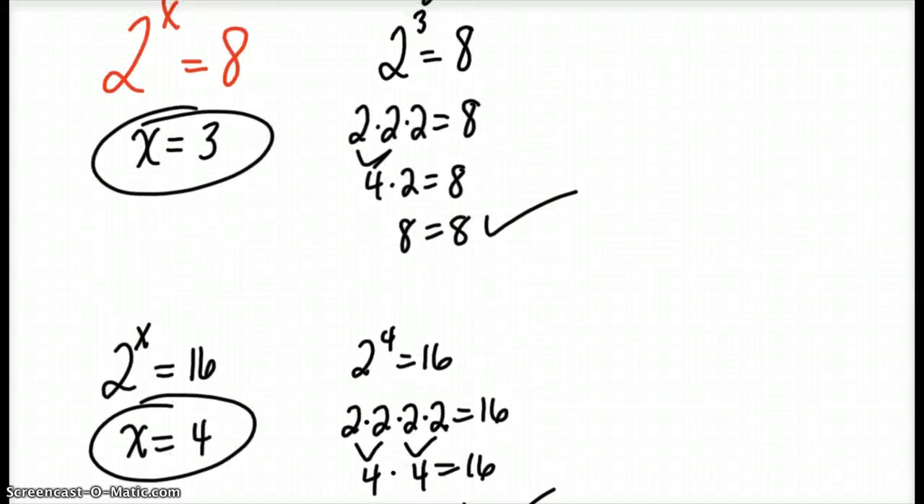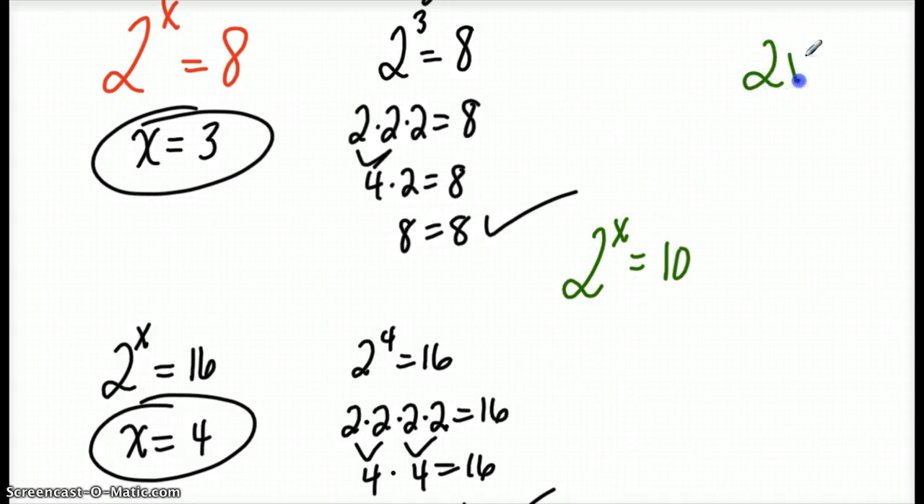Now let's think about this. 2 to some power equals 7. Excuse me, not 7. Let's do 10. Now some people, when they're first doing this, they put 5 because they divide by 2. But once again, this is not 2 times x equals 10. This is 2 to the x equals 10. So somehow I have to get rid of this 2.